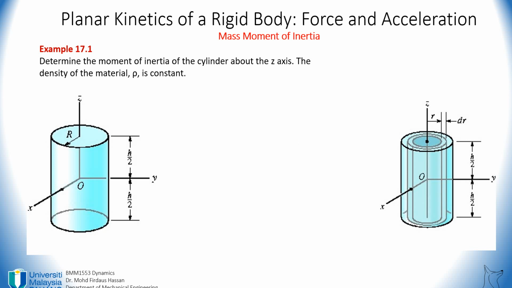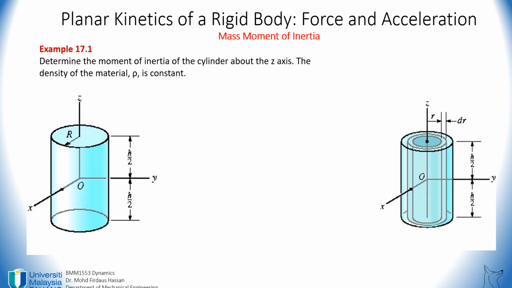Today I would like to discuss two examples so that we can understand more about the two elements that we have discussed in the previous video, which is shell element and this element. All right. Let's take a look at this first example. If you refer to the book, example 17.1. Determine the moment of inertia of the cylinder about z-axis. The density of material rho is constant.